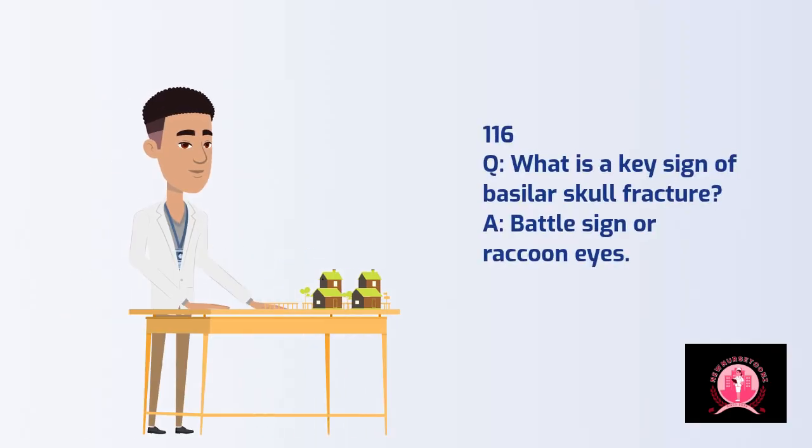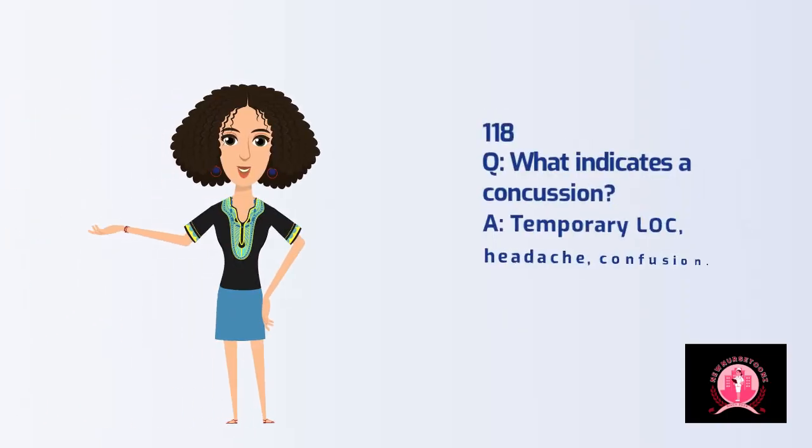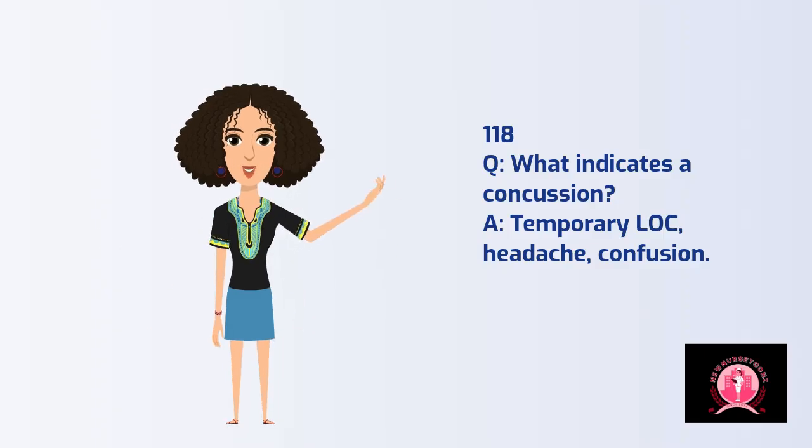116Q. What is a key sign of basilar skull fracture? A. Battle sign or raccoon eyes. 117Q. What should be avoided in suspected basilar fracture? A. Nasogastric tube insertion. 118Q. What indicates a concussion? A. Temporary LOC, headache, confusion.